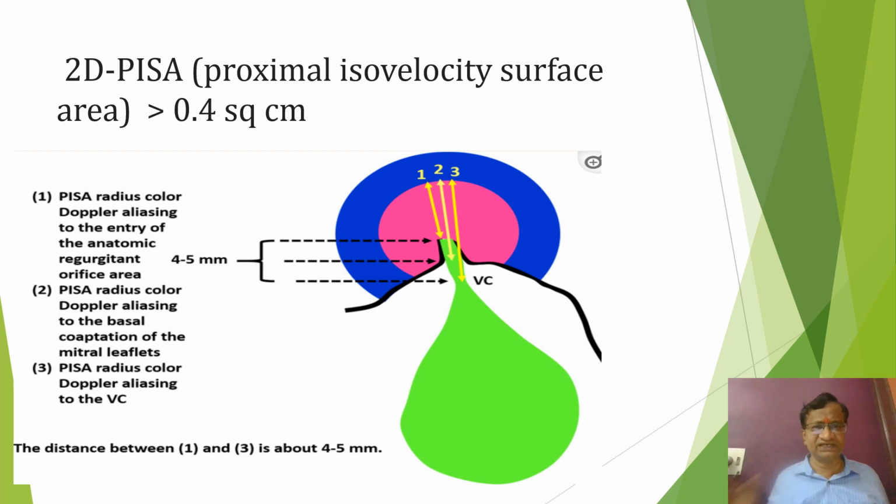There are a lot of other things. 2D PISA, proximal isovelocity surface area. Whatever we see, PISA, whatever it is, we are finding out the area.